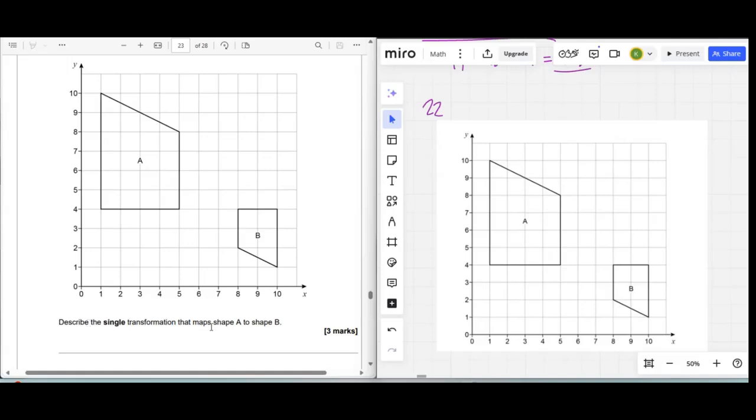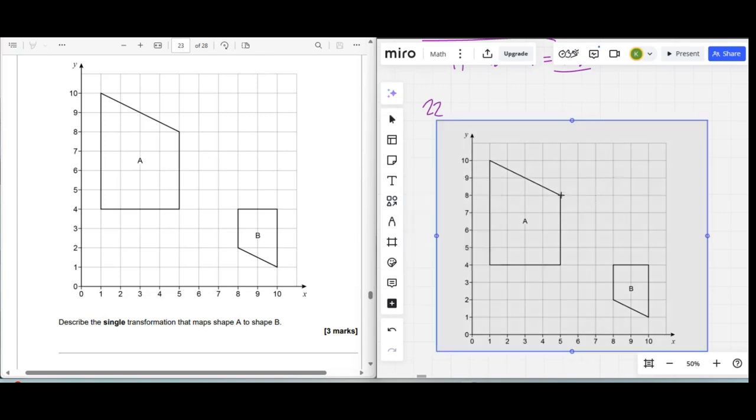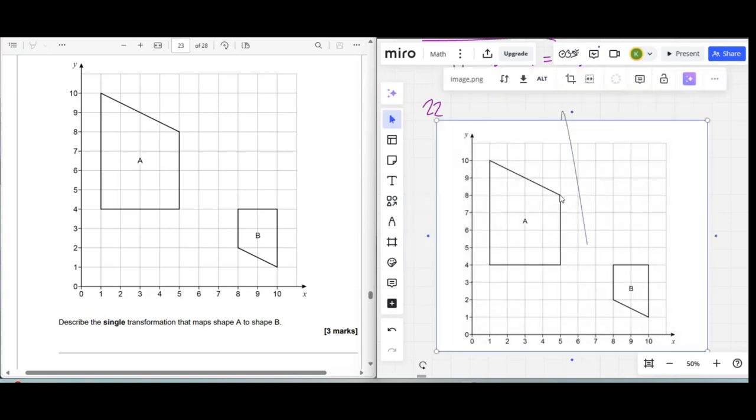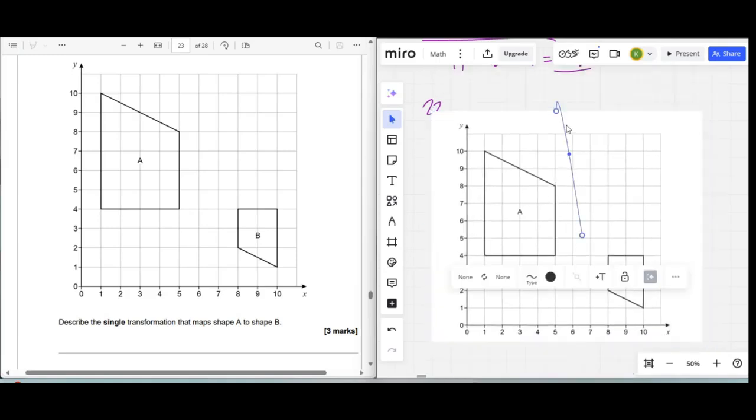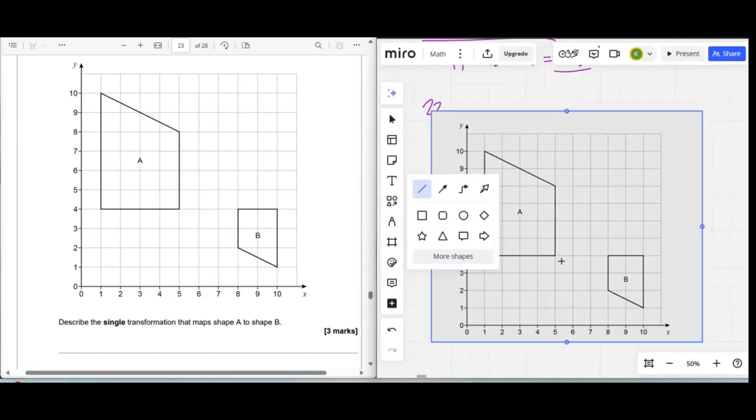Describe the single transformation that maps shape A to shape B. Żeby znaleźć to musimy połączyć corresponding points.